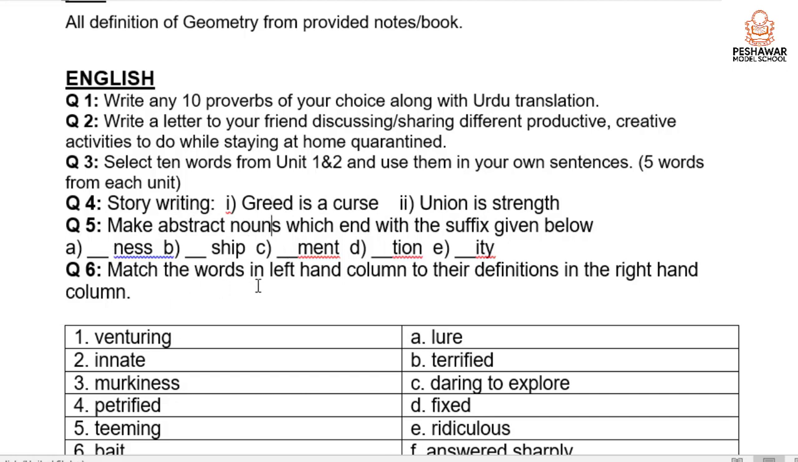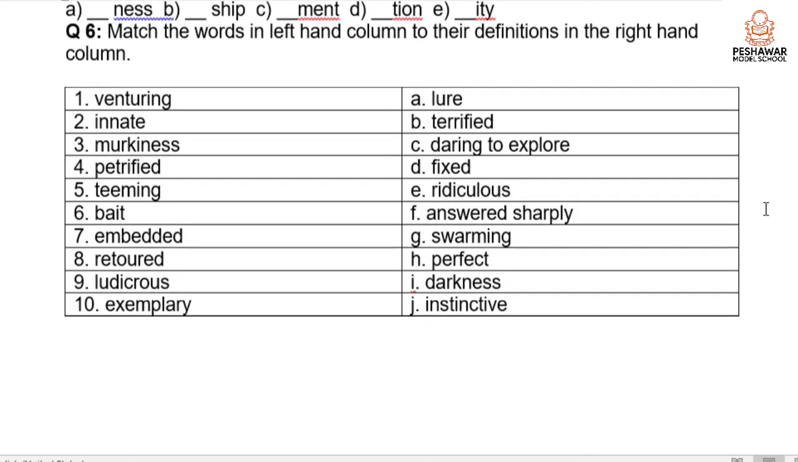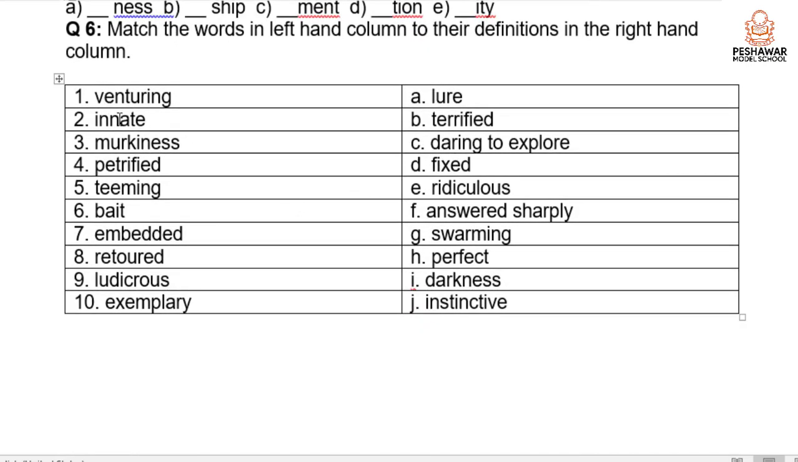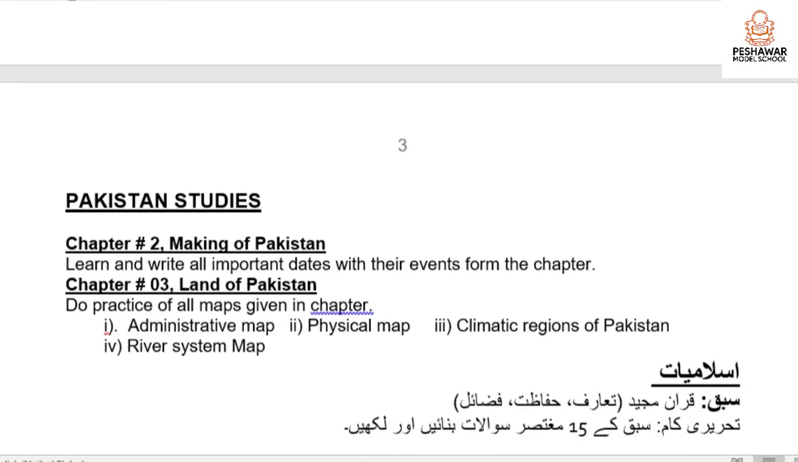Question number 6 is, match the words in the left hand column with their definitions in the right hand column. So venturing, the first word, innate, amplified, bait, embedded, these are the words and you have to match them with the right column along with their meanings.